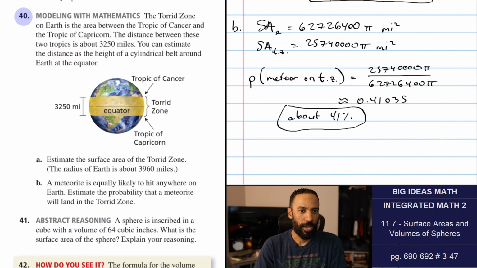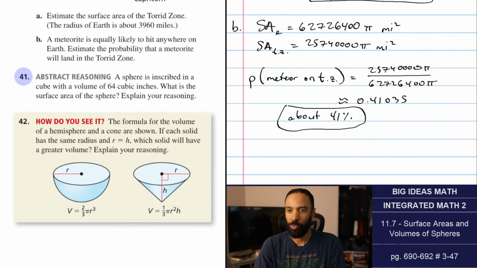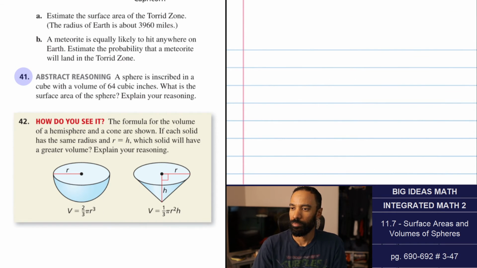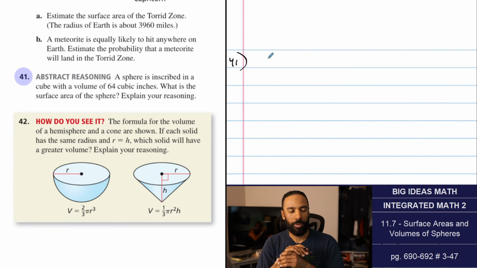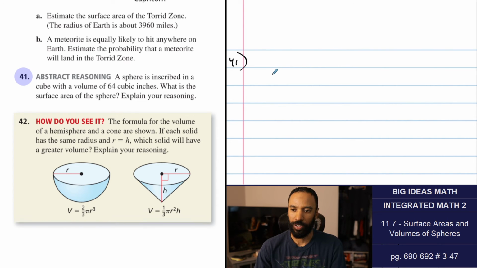All right, number 41. Still 7 problems to go, I believe. Abstract reasoning. A sphere is inscribed in a cube with a volume of 64 cubic inches. What is the surface area of the sphere? Explain your reasoning. Well, I'm going to explain through math, and I'll explain in words out loud. I probably won't type it.